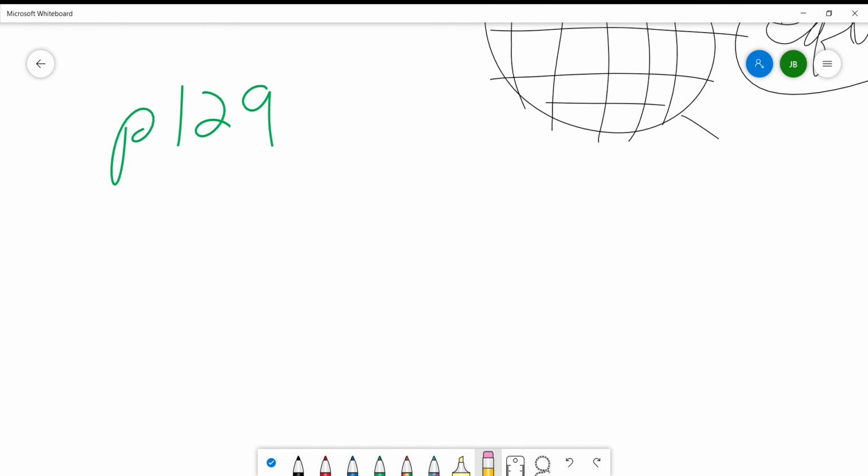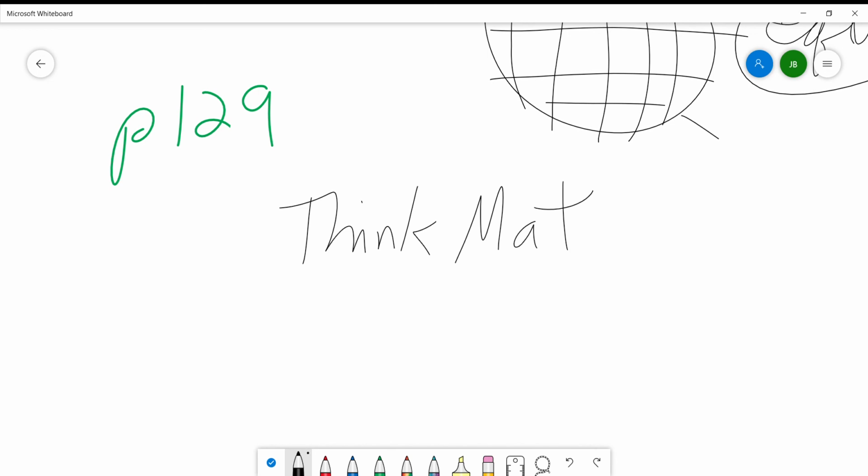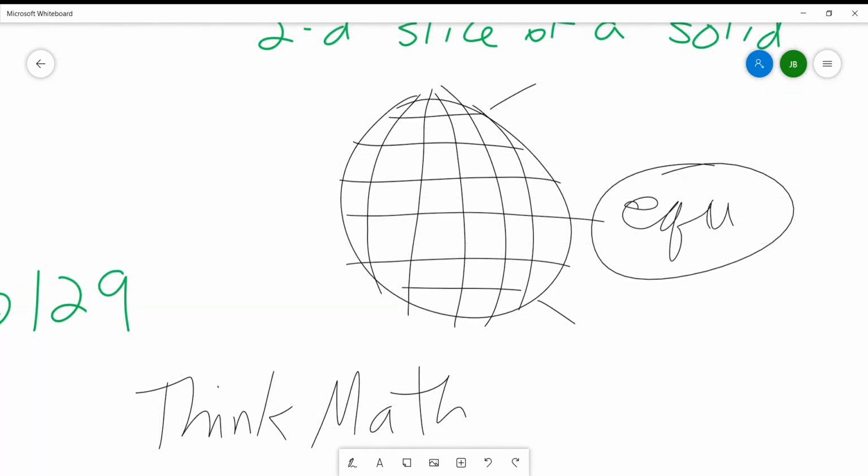But look at the Think Math. This is really hard. I don't know. This is really thinky. The Think Math in the top corner says, do all cross sections of a sphere form a circle, and are all of the circles congruent? And explain. Imagine a sphere and think, as I think of the globe, are all the cross sections going to be a circle?